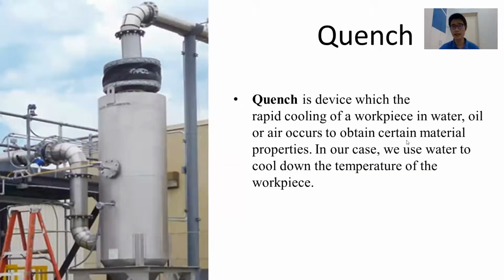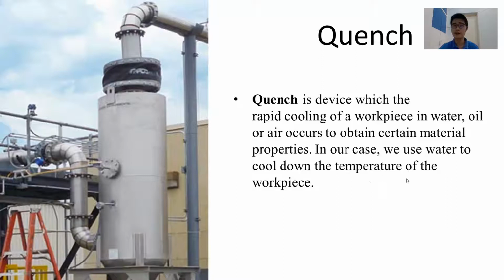So for the quench part, quench is to cool down the temperature of the outlet stream of the furnace so that when it enters the condenser, the compressor later, the temperature, which is high, is not suitable for the compressor. So we need to lower the temperature in order for the stream to enter the compressor. Quench is a device in which rapid cooling of the workpiece in water, oil, or air occurs to obtain certain material properties. In our case, we use water to cool down the temperature of the workpiece.